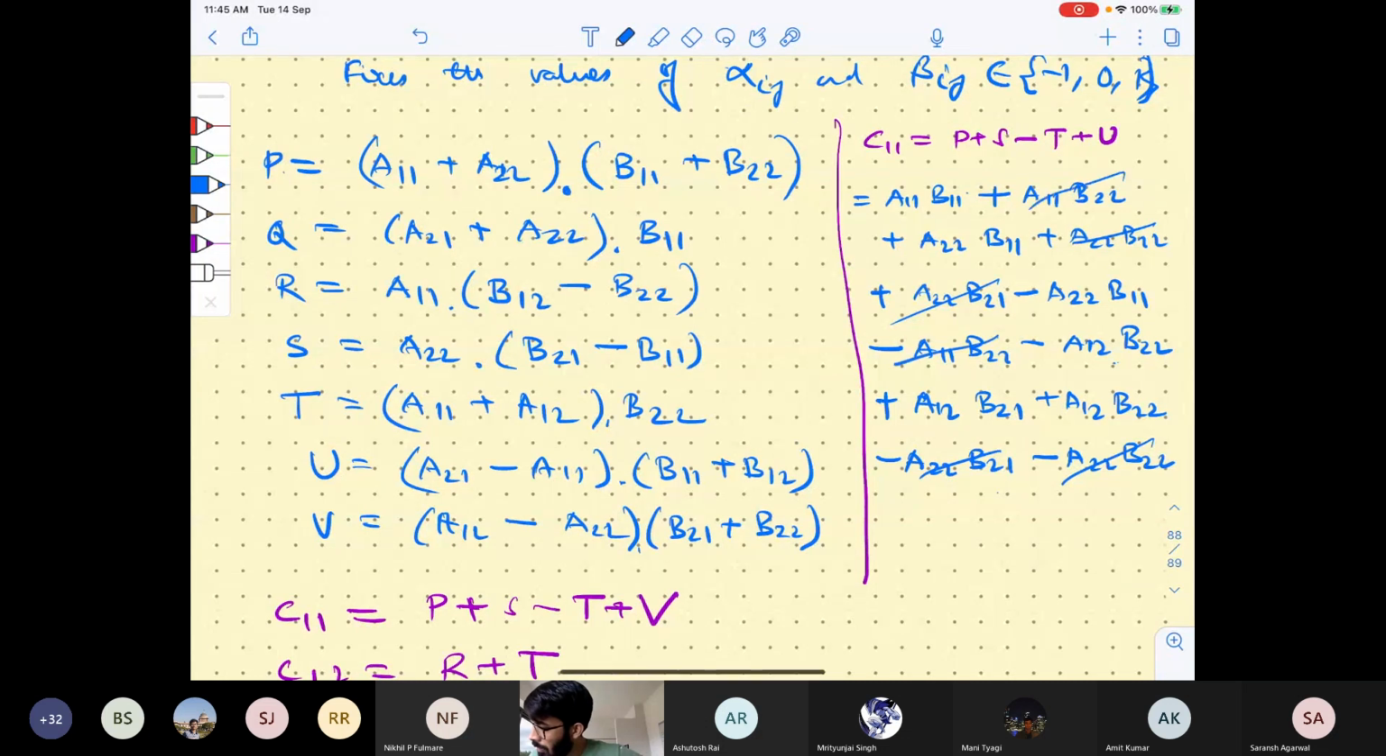A11 B22 gets cancelled. A22 B11 gets cancelled. And A12 B22 gets cancelled. So all you have is A11 B11 plus A12 B21. Right? Exactly what you want.